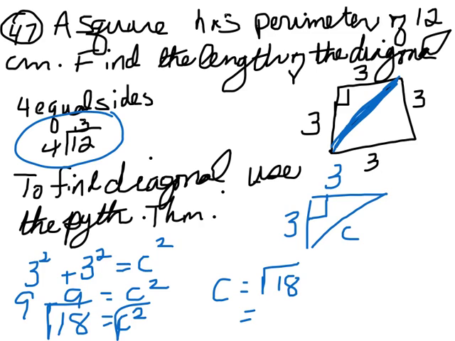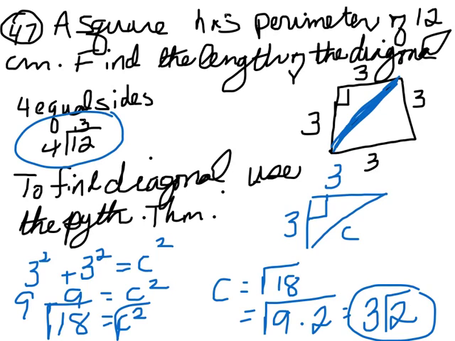If you think about 18, 9 divides into 18 and it's a perfect square. So I can say 9 times 2 is 18. The square root of 9 would be 3, so I can take it out of the radical, and then I would have square root of 2 left in the radical. And that would be the length of my diagonal, 3 square roots of 2.